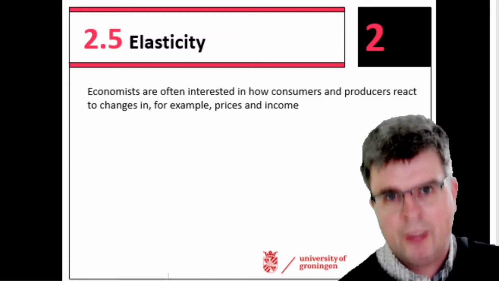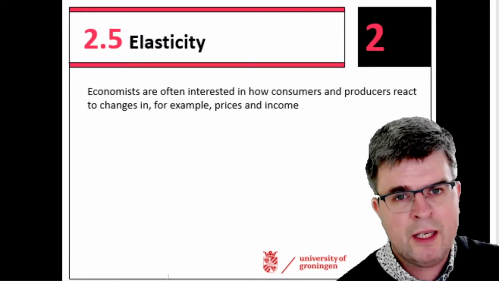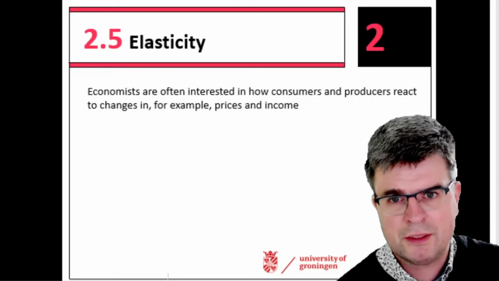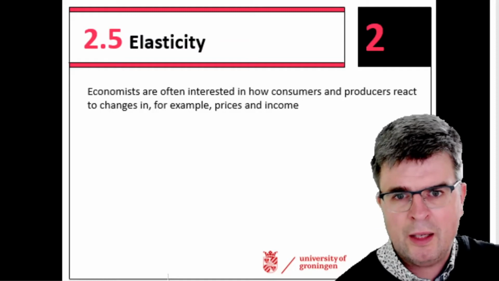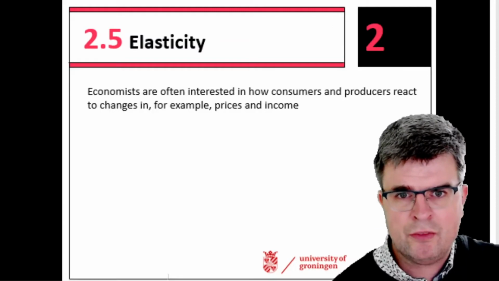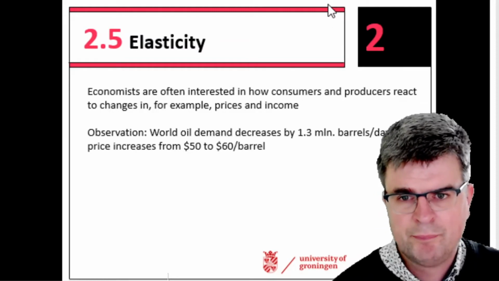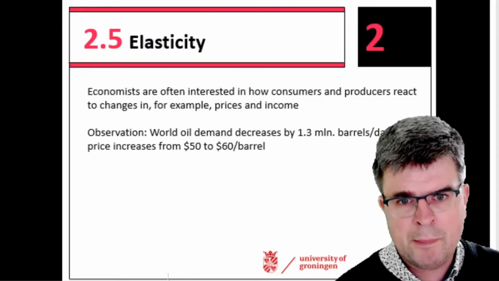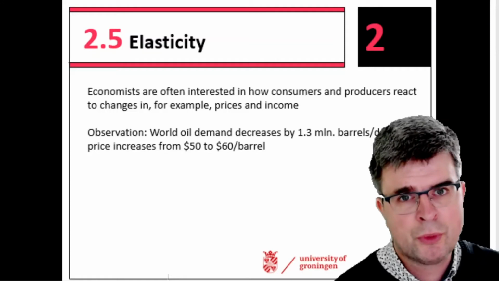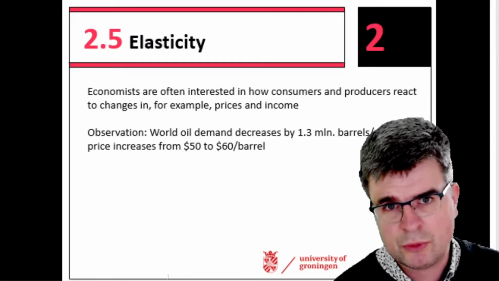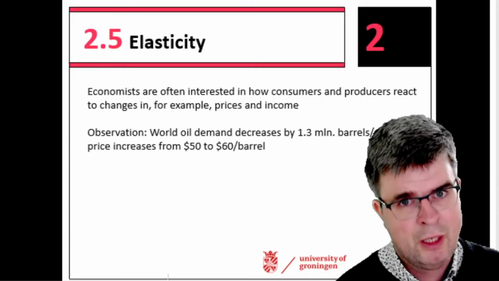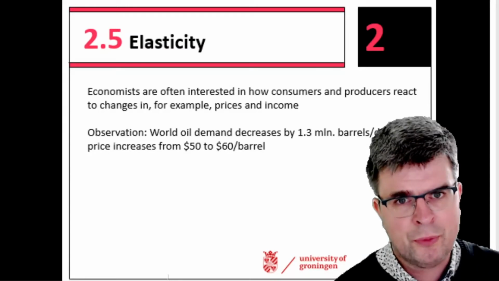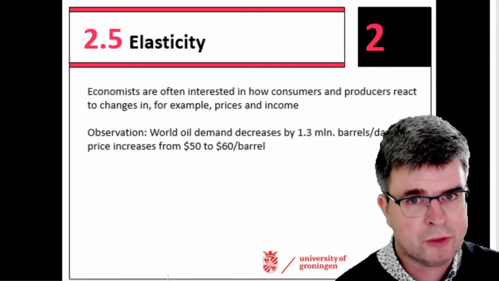So we're often interested in how consumers or producers react to changes in prices and income. And we want to develop a language for that. Now, suppose that you have the following observation. You read in the newspaper that if the price of crude oil increases from $50 to $60 a barrel, which is quite a bit of a price increase, then the demand for oil drops by 1.3 barrels a day.